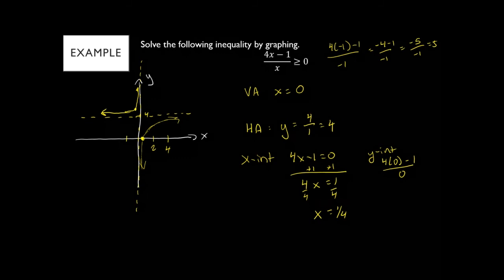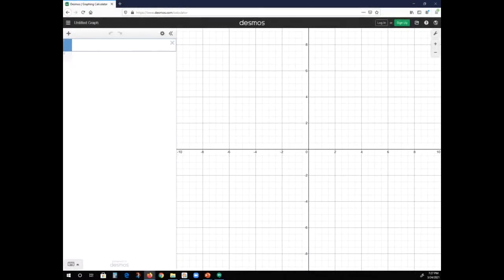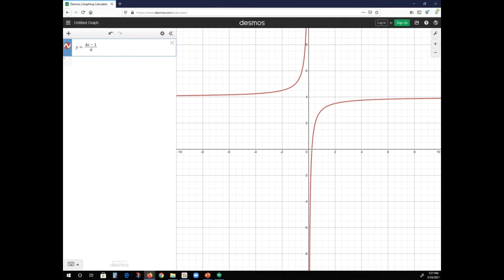So I'm going to bring up Desmos to verify and to show you how you can do this in Desmos. So I've got Desmos up here, and I'm just going to click Graphing Calculator. And when you put this in Desmos, you only want the rational function part. You don't need the inequality or anything else. So I'll make it y equals, and then I'm going to type in my fraction. We've got 4x minus 1 over x. And you can see that this does match what I had sketched by hand.